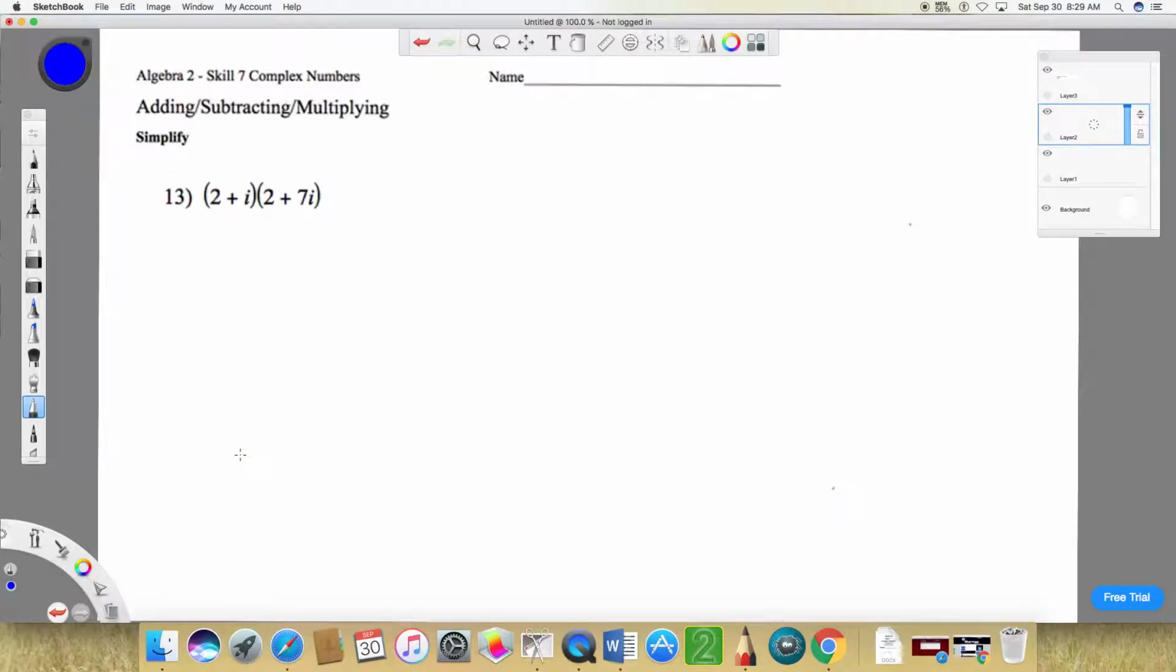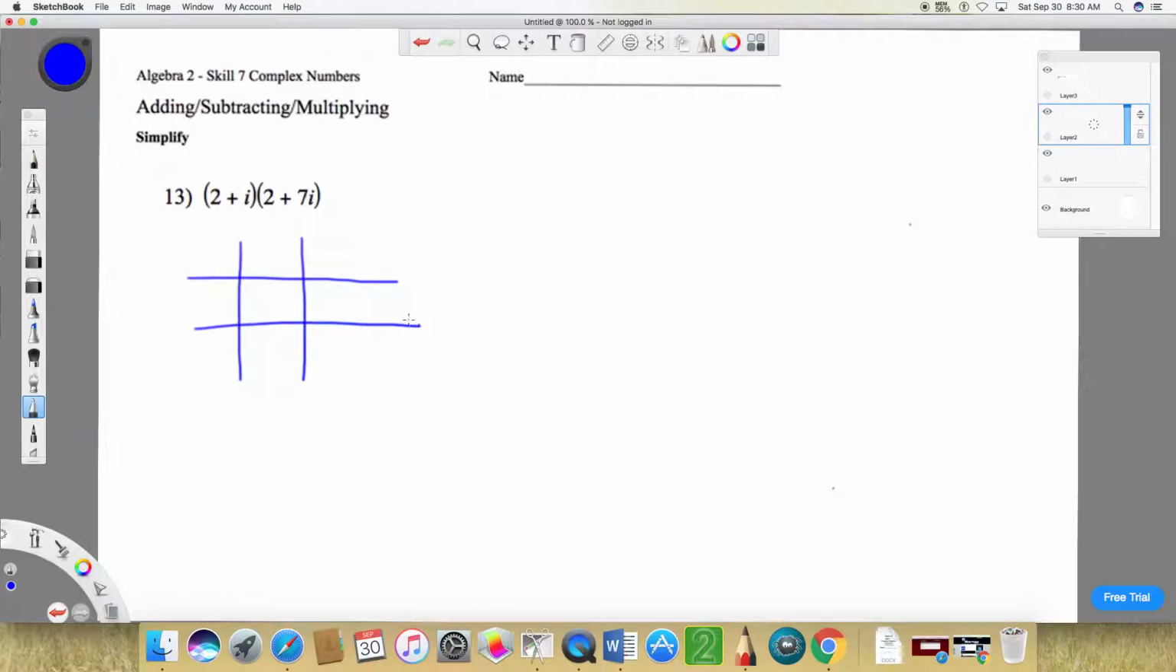Here they're asking us to simplify this product. We have a binomial times a binomial. So I would suggest that you do it in the form of a table. So let's make a table. And you guys prefer to write your table like a tic-tac-toe board.